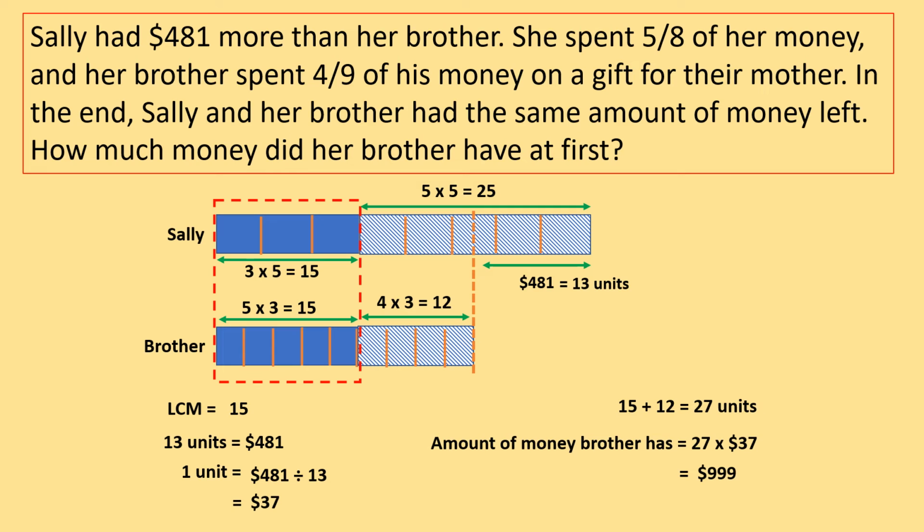And so you get the amount of money brother has is $999. Okay, so it's easy to get confused, to make careless mistakes. So you have to be really sure and do it slowly so that you don't make careless mistakes.